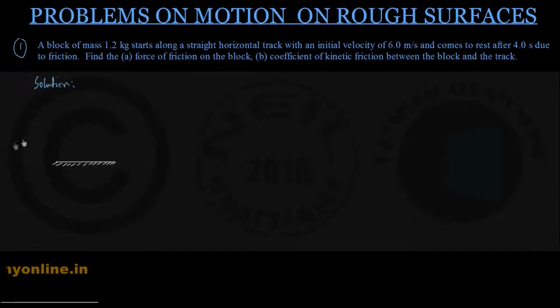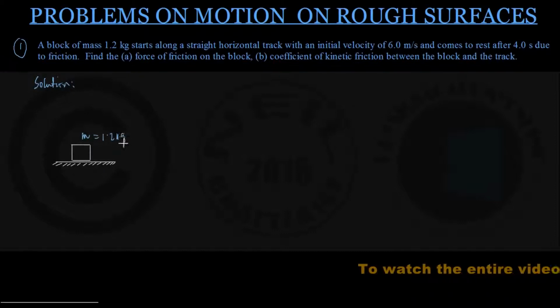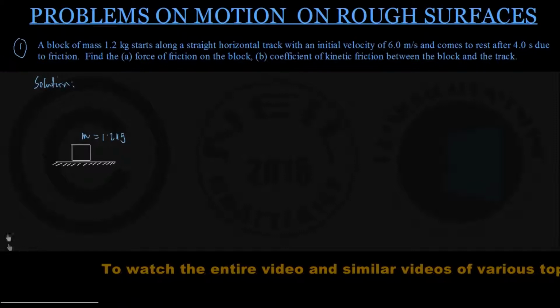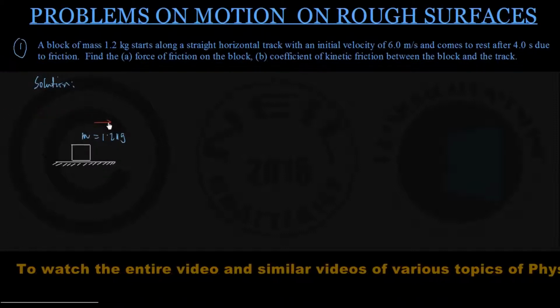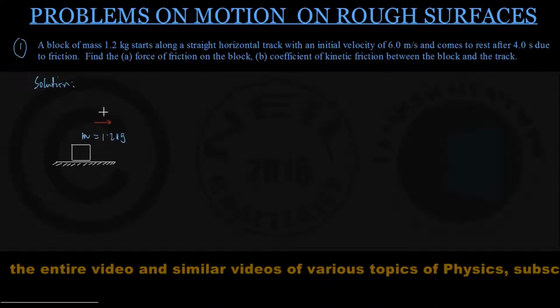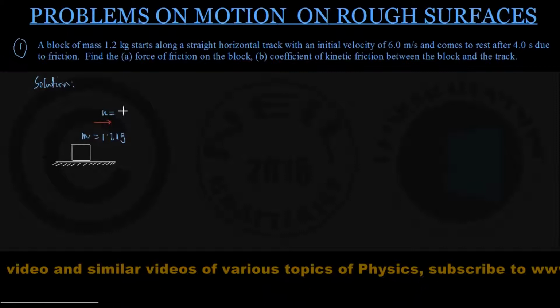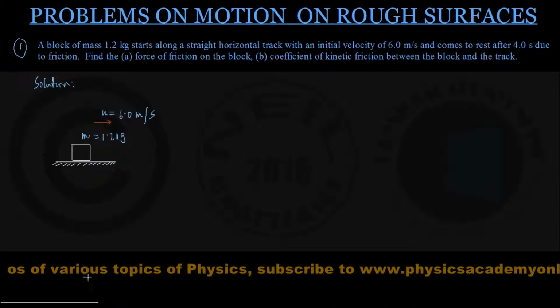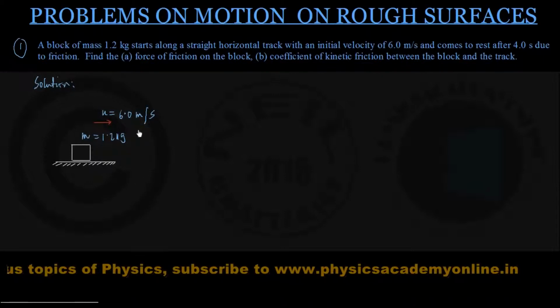As the question goes, this is the block of mass 1.2 kg resting on a rough horizontal floor. So the mass of the block m is equal to 1.2 kg. And the initial velocity of this block to the right, say in my figure, is given to be 6 meters per second. So here we show the initial velocity of the block, and the symbol for that is u. u is given to be 6.0 meters per second. I can see the data is given up to 2 significant figures. I'll keep that in mind while reporting my answers.